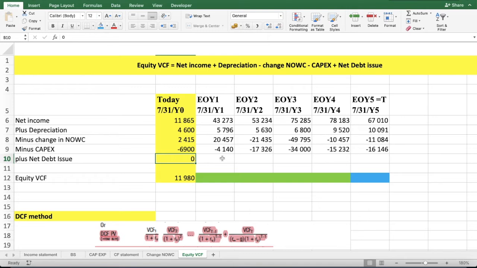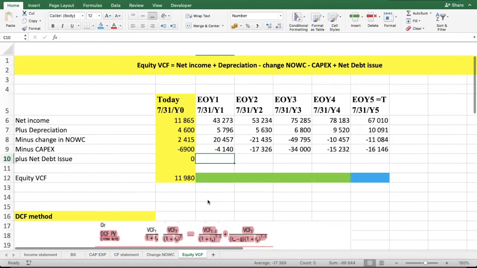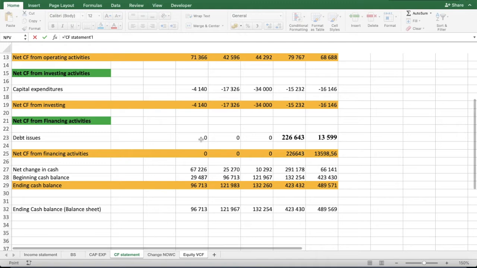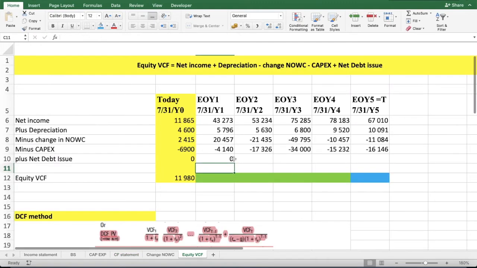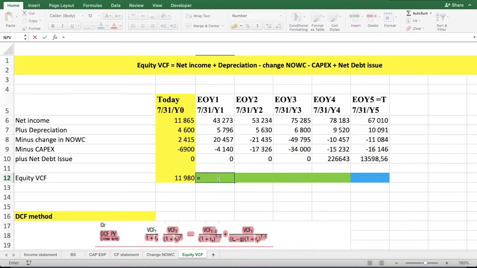Now plus net debt issue. So this information is available in the cash flow statement under net cash flow from financing activities. Say debt issue. So equal the debt issue. Then we scroll until year 5. And finally, we can compute the equity valuation cash flows. This is the sum of the above cells.